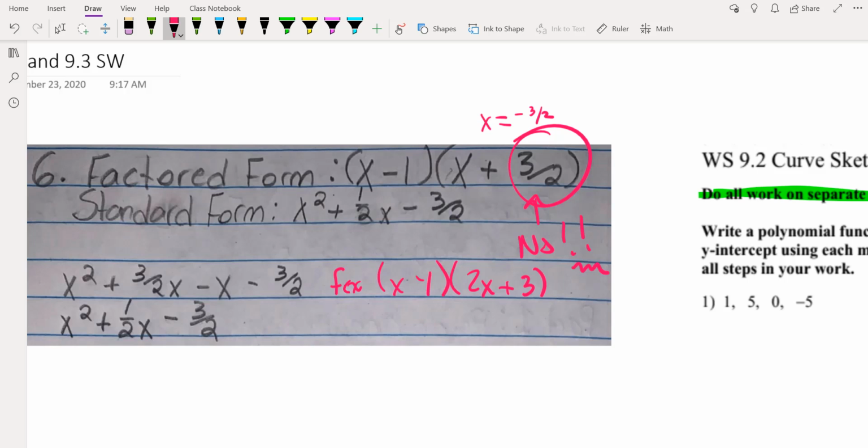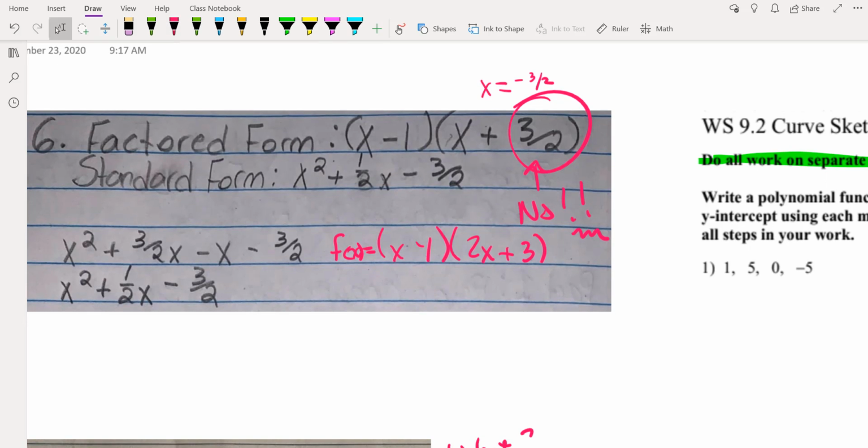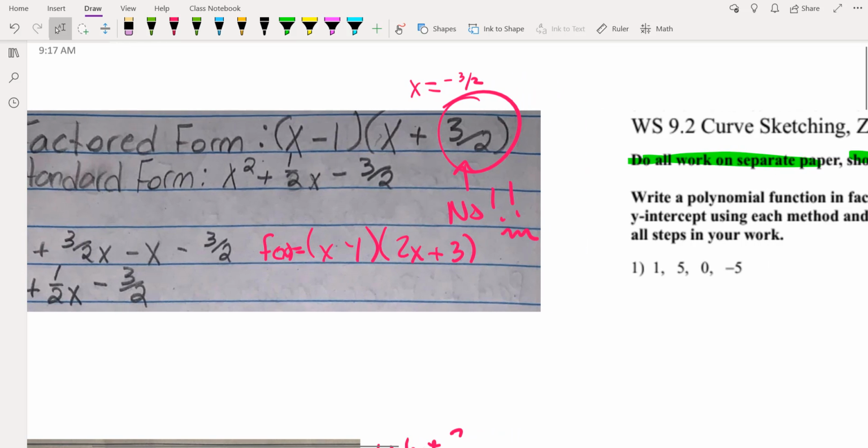Now, small details here, and you'll see this in some of the other students' work. Be sure you write the f of x in front of it. That's got to be tight, neat, and organized like that. Now, as you distribute and go through to find the standard form, again, take your time, show your work, and include the f of x equals.